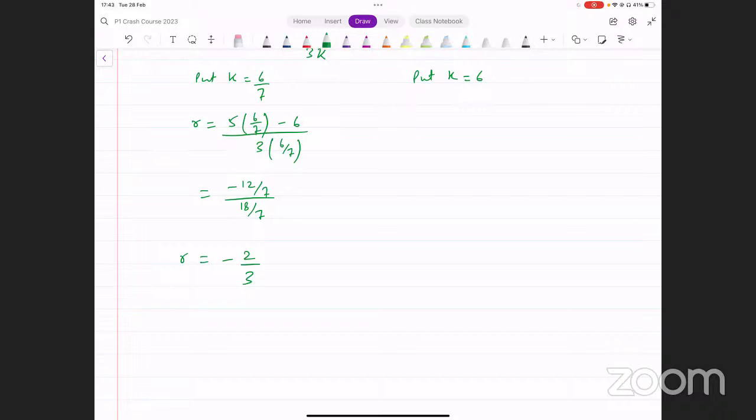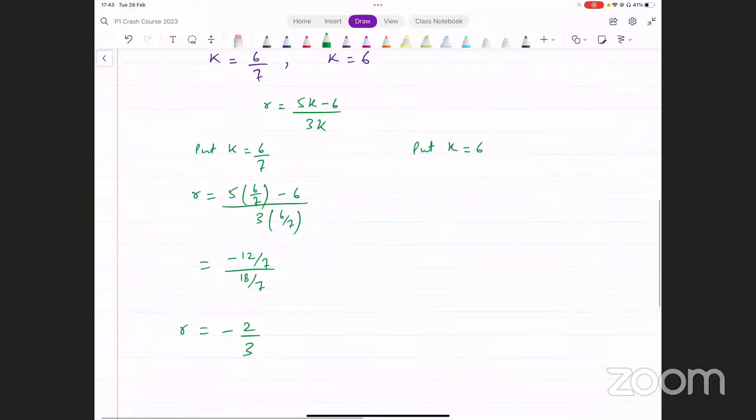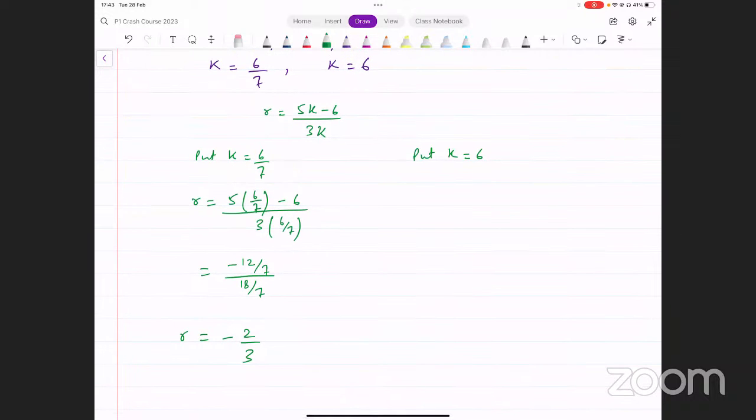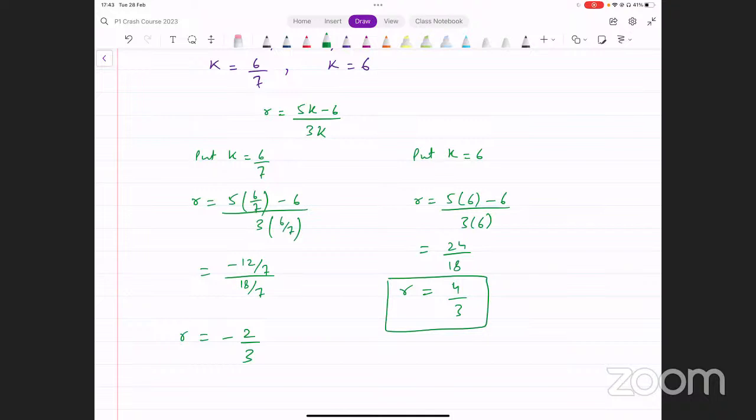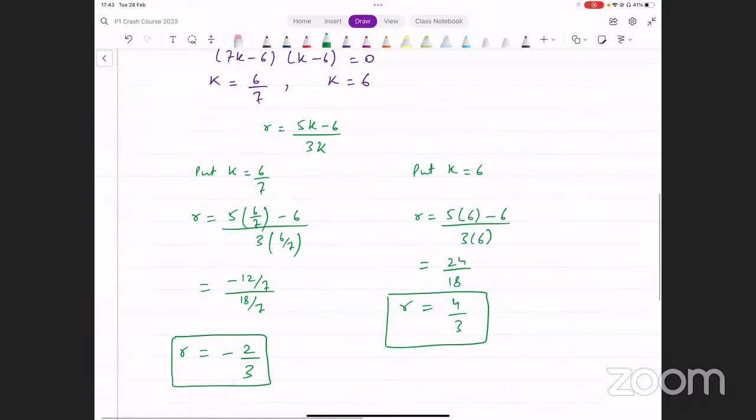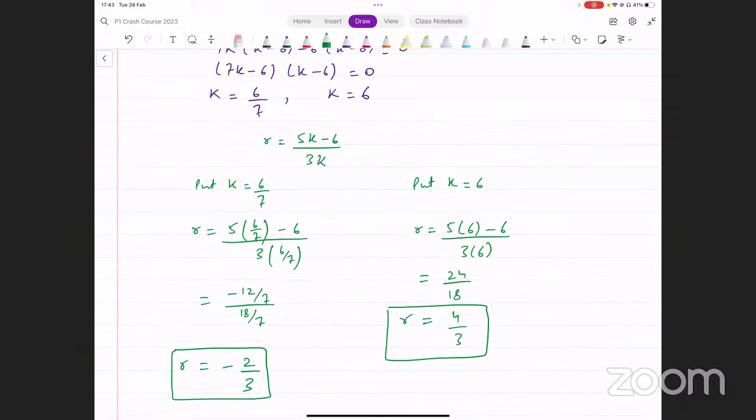All right. Let's look at the other possible value of the ratio. If we input k equals 6 there, that is going to give us r equal to 5 into 6 minus 6 divided by 3 into 6. In the numerator, you have 24. In the denominator, you have 18. And that gives you 4 over 3. You don't write this in decimals. Just leave it like this in the form of a fraction. So we have two values of r which are possible here, minus 2 over 3 or 4 over 3. These are two possible values of r that we get from this.